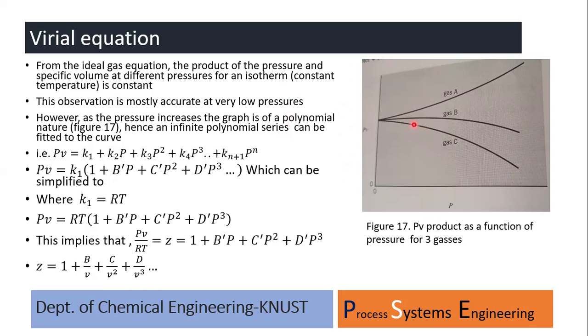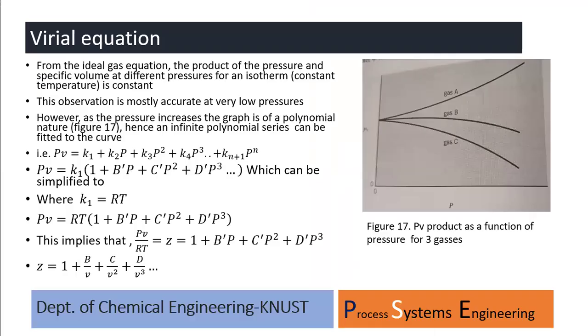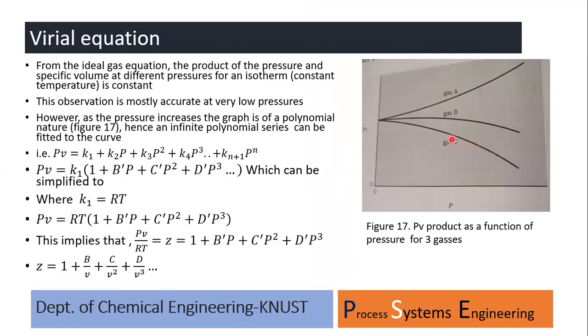If we look at the diagram, it starts out at very low pressure. This is pressure, and this is PV. At very low pressures, it starts out fairly straight, and then it begins to curve, slightly at first, and then it becomes more steep. This happens because the pressure is increasing and deviating from ideal gas behavior. So it begins to assume a polynomial nature.